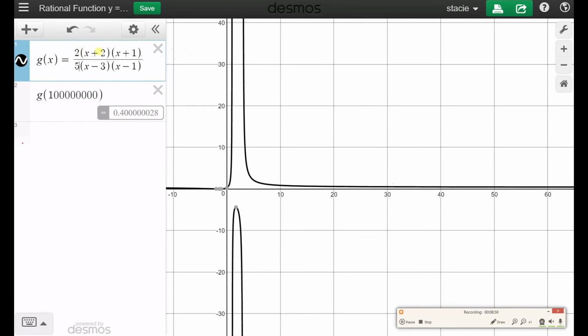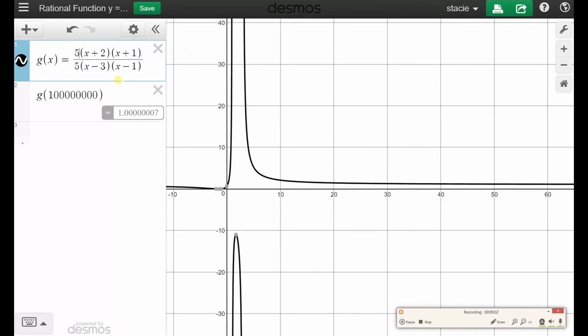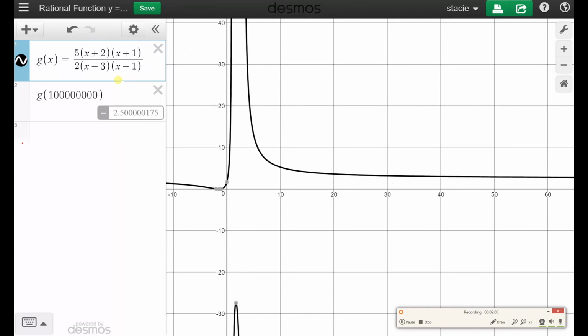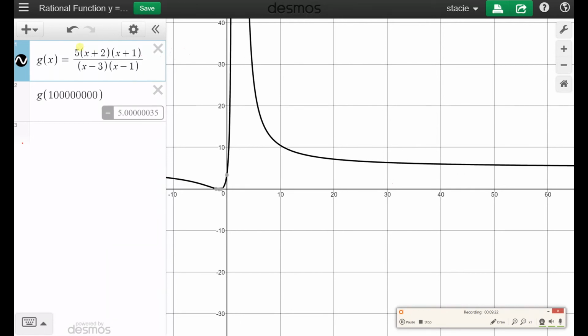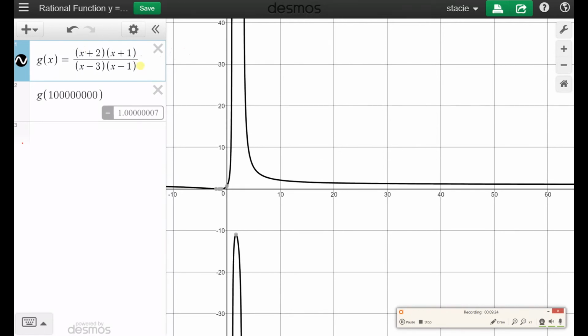So in general, when the degree of the top and the degree of the bottom is the same, then the horizontal asymptote is the ratio of the coefficients of the numerator and the denominator. So again, we can do 5 over 2, which is 2.5, and you can see that that's happening. Right now we're seeing the degree of the numerator is equal to the degree of the denominator. We talked about the degree of the denominator being bigger than the degree of the numerator. What's the only case left that we haven't looked at? Well, what if the numerator is bigger than the denominator?